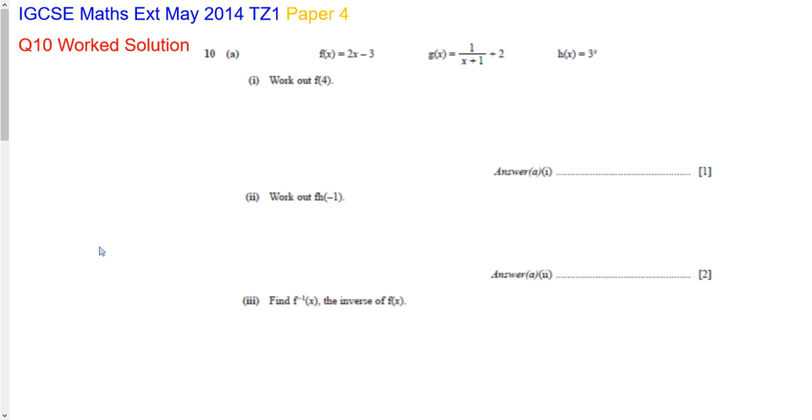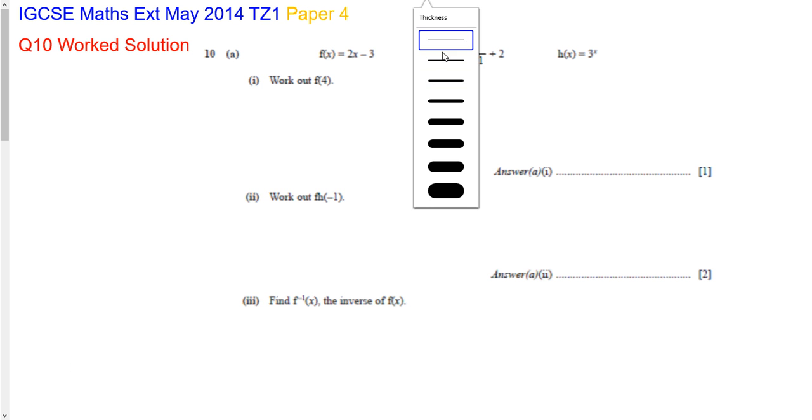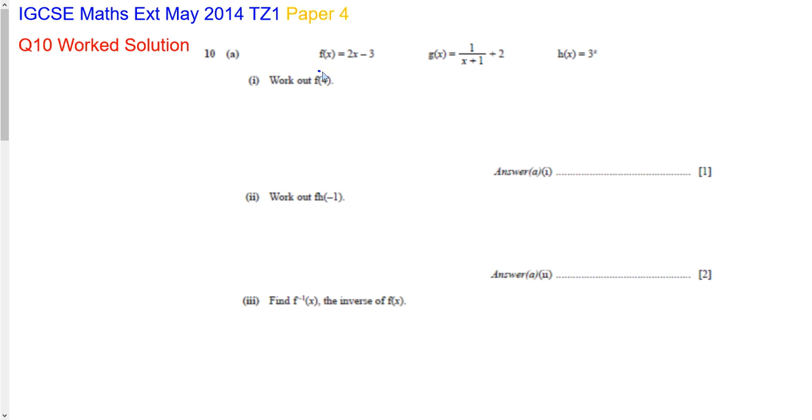Today we're going to be looking at question 10 from the May 2014 Time Zone 1, paper 4. These particular questions are focused on functions and algebra. First we've been asked to figure out f of 4. That's nice and easy. We're just going to substitute 4 into our function here.